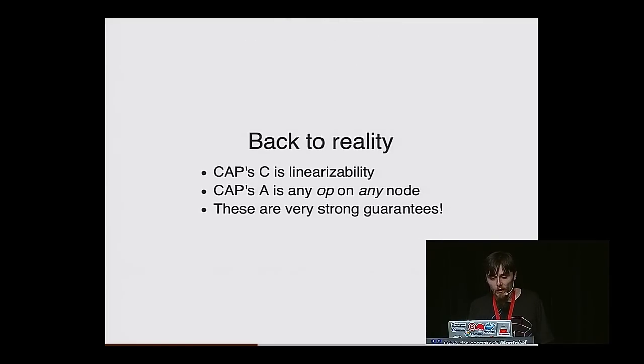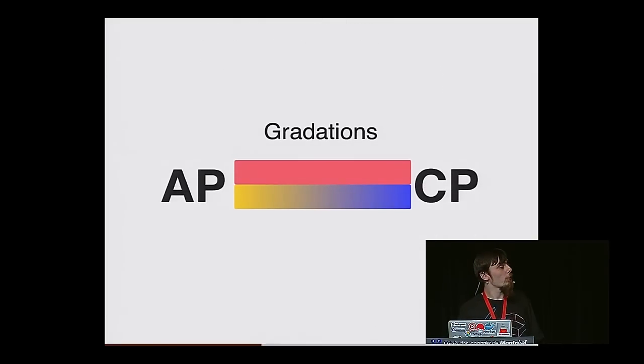So back to reality. So CAP C is linearizability. I said that's like a local Python. And CAP A is any operation on any node will succeed unless that node itself has failed. Now those are extremely strong guarantees. So when it gets really interesting is you can't sacrifice partition tolerance, right? So that's the bar on top. No matter where you are, you always get partition tolerance.